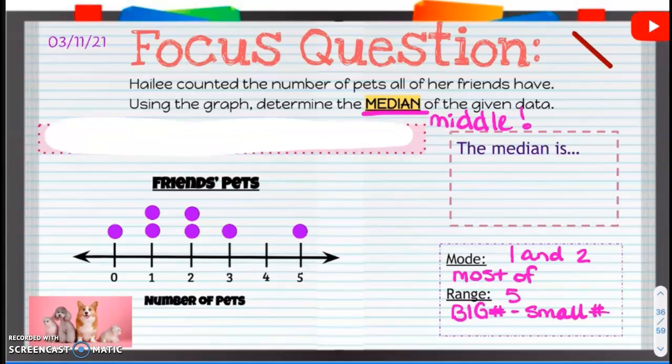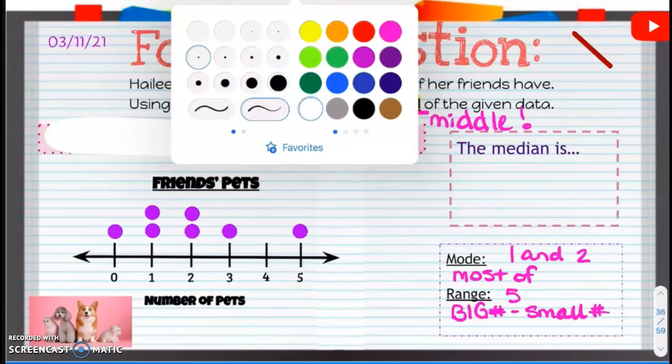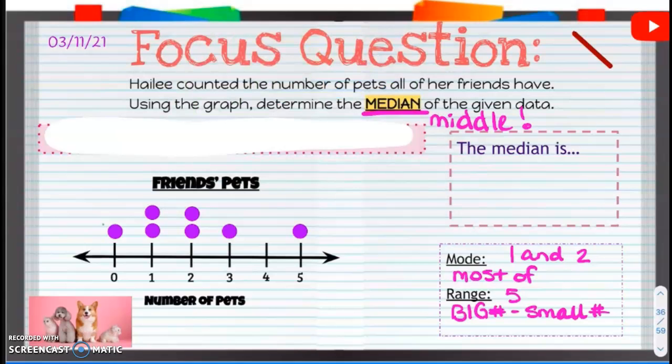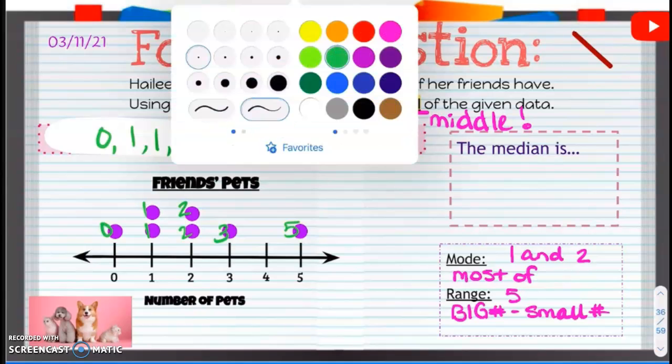Remember, when we read this dot plot here, this is a 0. We replace each of these dots with the number they're at. This is a 1, this is another 1, 2, 2, 3, and a 5. So we have a 0, 1, 1, 2, 2, 3, and 5.